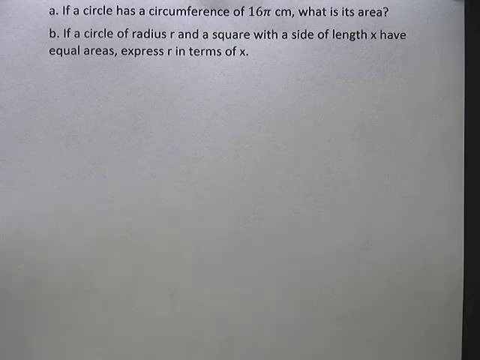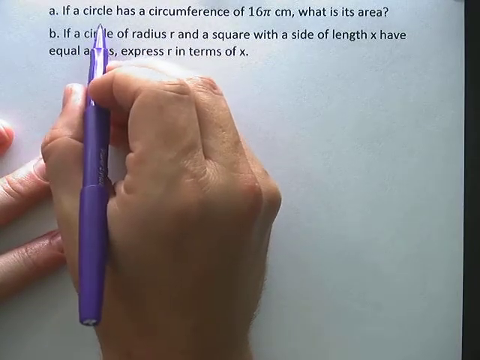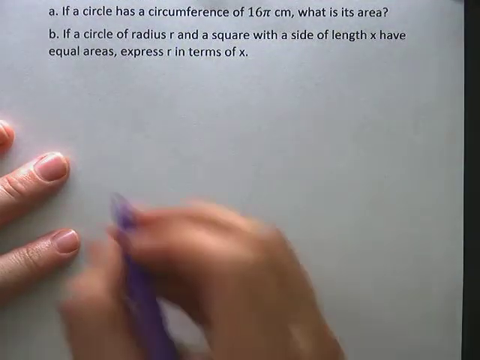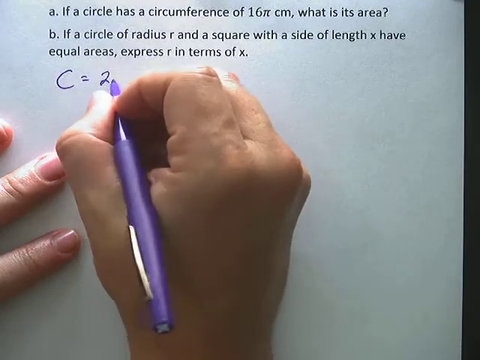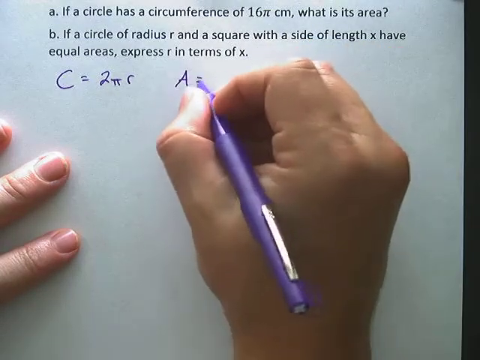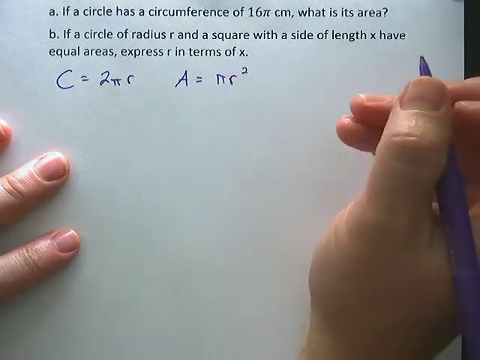If a circle has a circumference of 16 pi centimeters, what is its area? Okay, so for this one, we need to first write down what the circumference and area formulas are for a circle. So we'll say C is the circumference, and that is 2 pi r. And we'll say A is the area, and pi r squared is the area of a circle.